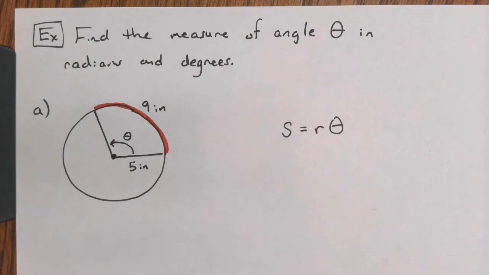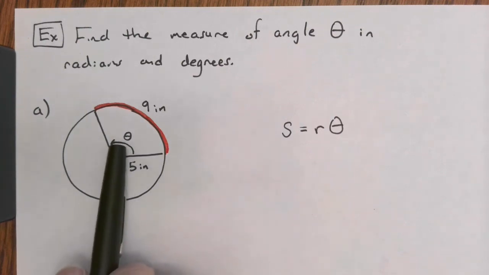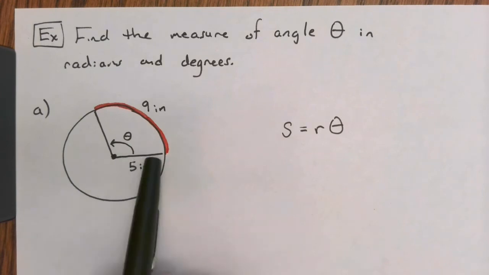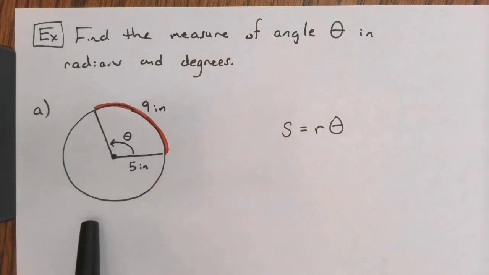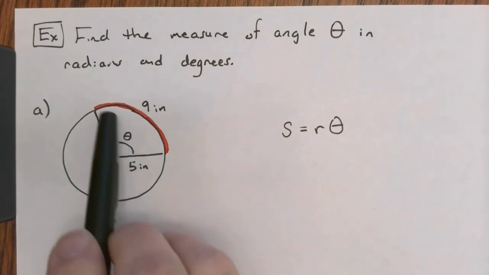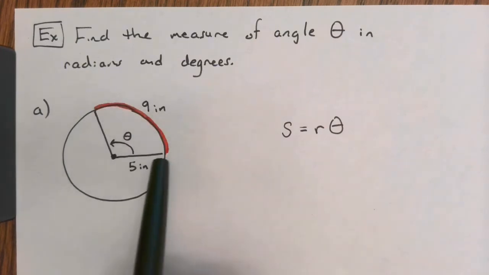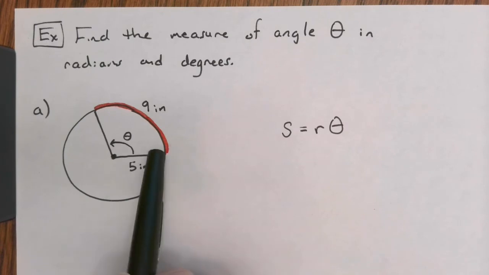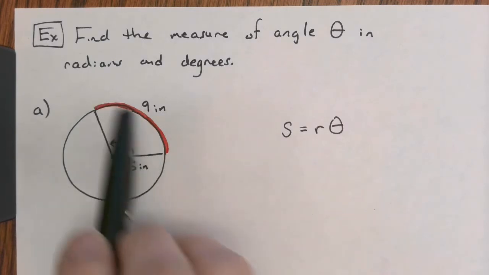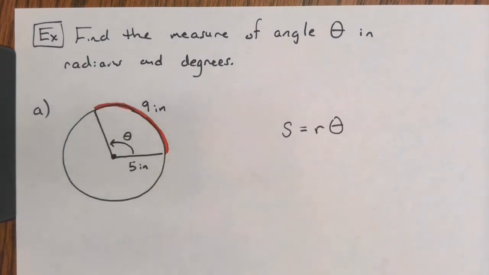For this problem, we're going to find the measure of our angle theta here. We are given a radius, that's 5 inches, and we are also given that the intercepted arc is 9 inches. That's the distance from where each of these radii intersect our circle.